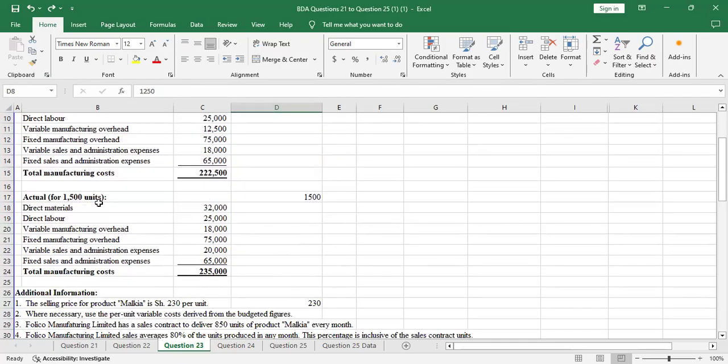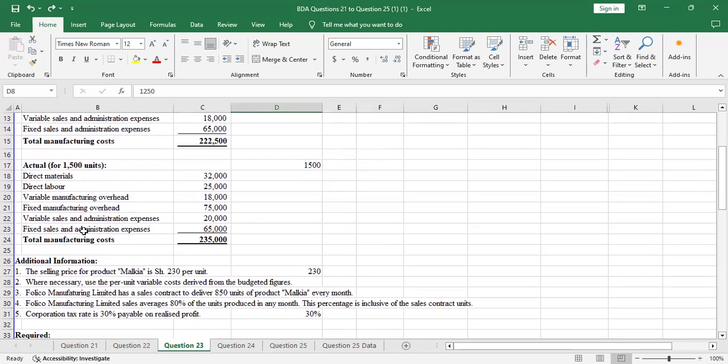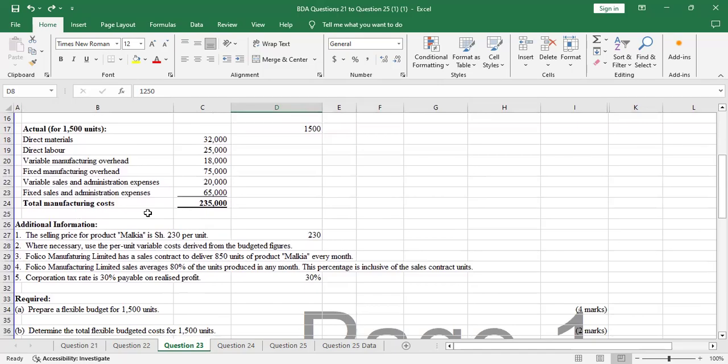Then actual for the 1,500 units, we have direct materials 2,000, direct labor 25,000, variable manufacturing overhead 18,000, fixed manufacturing overhead 75,000, variable sales and administration expenses 20,000, fixed sales and administration expenses 65,000. So total manufacturing cost is 235,000.